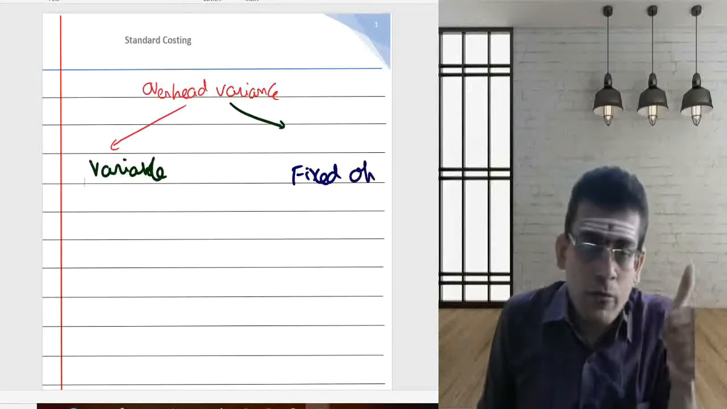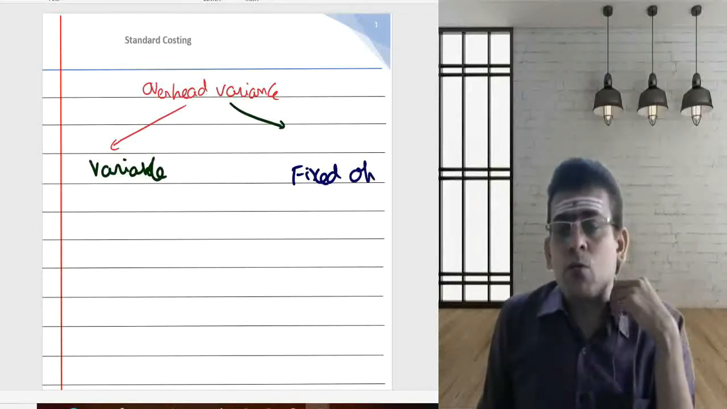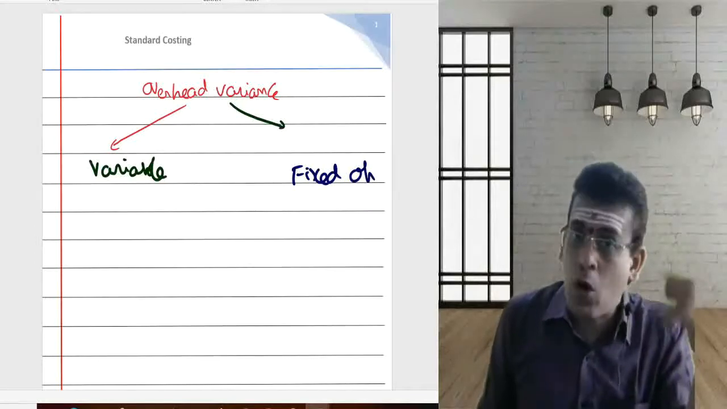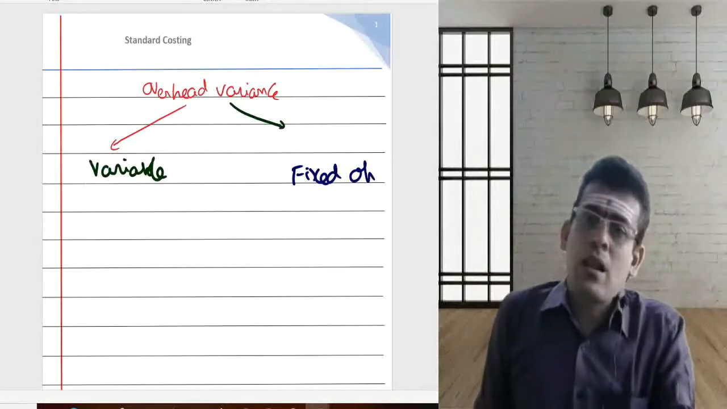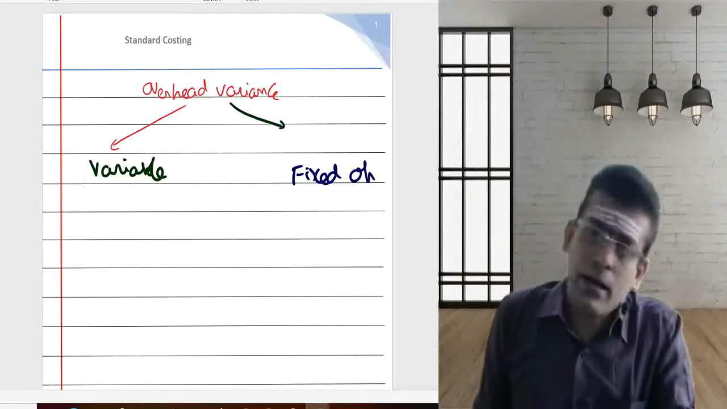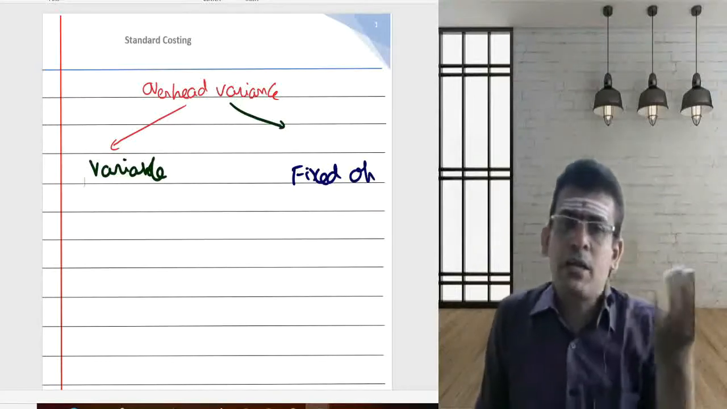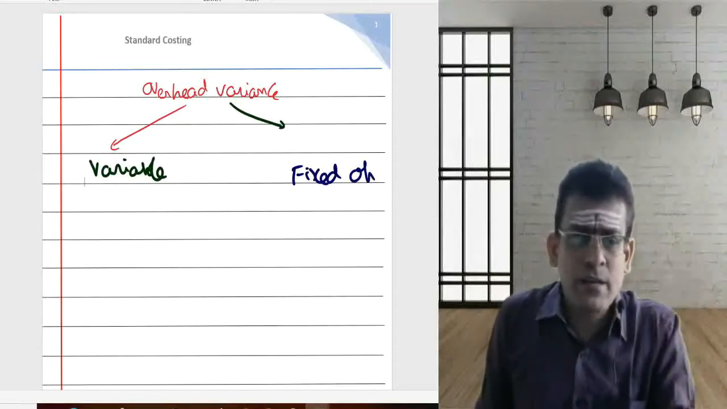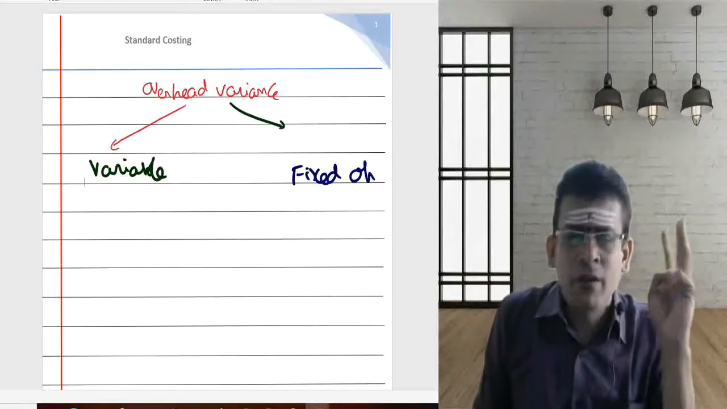One, variable overhead cost variance, variable overhead expenditure variance, variable overhead efficiency variance, which is almost the same as your material and labor cost variance, material and labor rate and price variance, material and labor usage and efficiency variance. That's it. So these are the three variants which you will have as a part of your variable overheads.